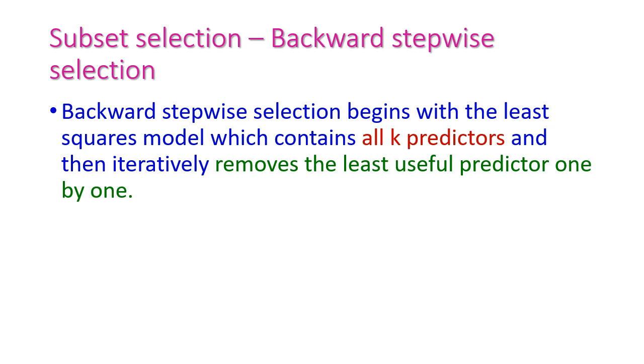The second one is backward stepwise selection. This is opposite to our previous model, forward stepwise selection. Here, it starts with all k predictors, and in every iteration it removes the least useful predictor one by one. It does not remove predictors randomly, but the least useful predictor is removed in every iteration.